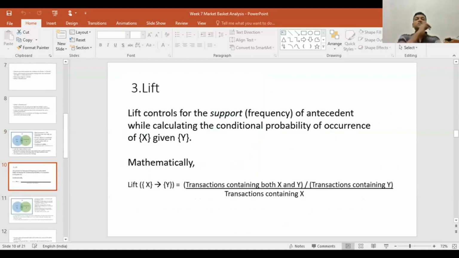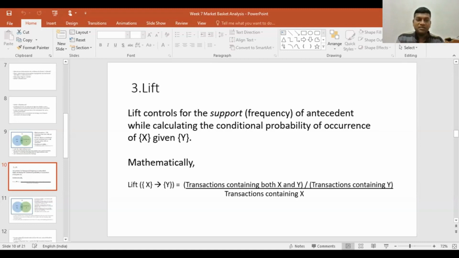So lift controls for the support frequency of antecedent while calculating the conditional probability of occurrence of X given Y. This might look confusing now, but I will illustrate it with an example. But let me just say that mathematically, it is conditional probability of X given Y divided by probability of X. Or in other words, all the transactions containing both X and Y divided by transactions containing Y, the whole divided by transactions containing X. Okay.